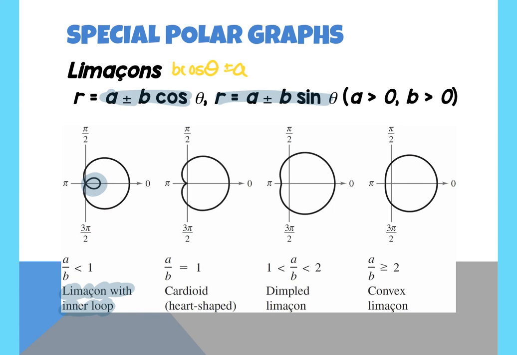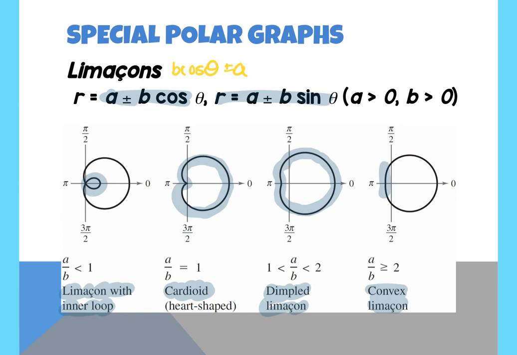So with a limaçon, there's 4. The first is the one with the inner loop. The second is called a cardioid. It is a heart shape. It literally goes in with a sharp point like that. And the third is called a dimpled limaçon. It looks like a kidney bean. It comes in just a little bit, but more as a curve instead of a sharp point. And the last one is called a convex limaçon, and it has a flat side.